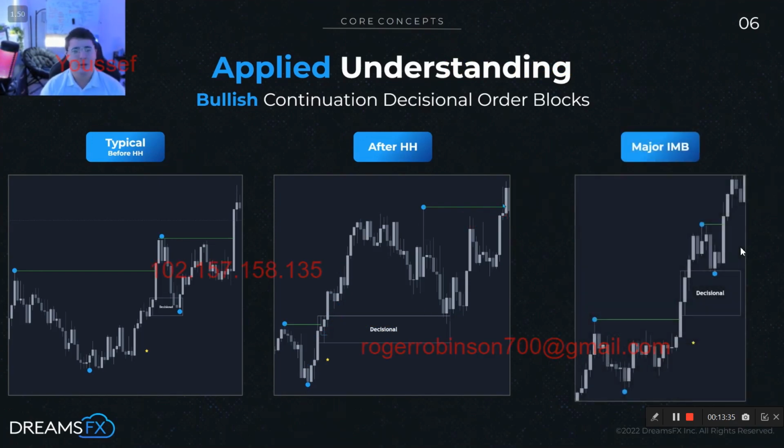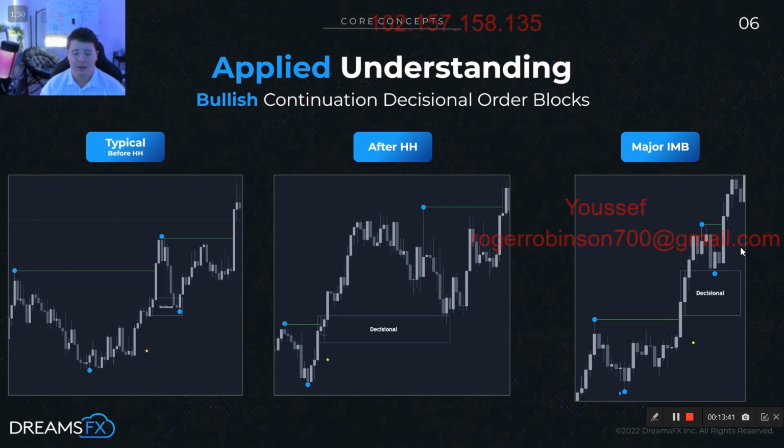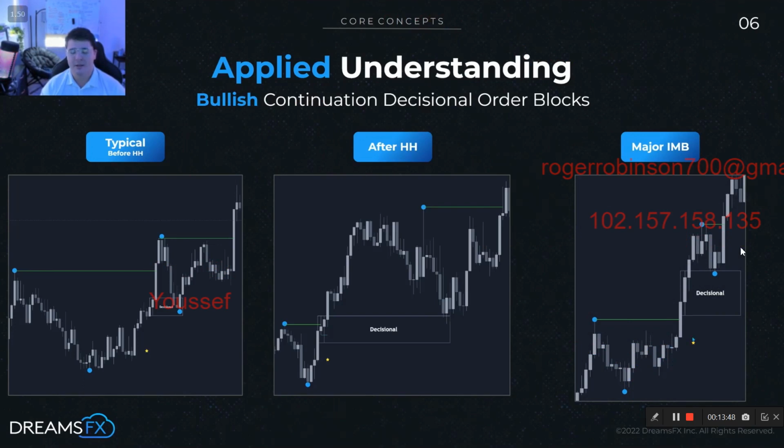Now the third example, of course, is going to be the major imbalance or the major expansive move. In this case, we see that we still have higher low, higher high structure. And where's our extreme within this range? Well, this order block was mitigated. This one was mitigated. There's no imbalance. So the last imbalance ends up being right here.